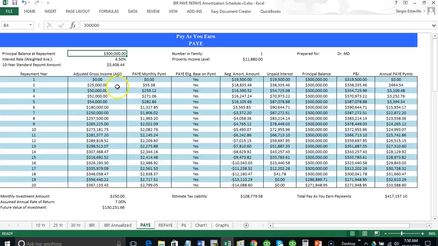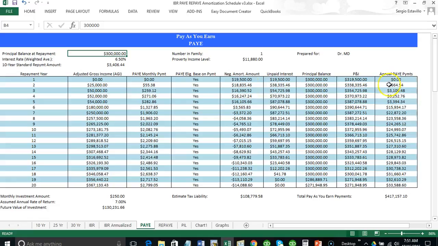So for the second year, let's assume that you had an adjusted gross income of $25,000, and this is based on that first half year of residency, from the period of July through December. So you had an AGI of $25,000. As a result of that, your payments for that second cycle of pay would be $55.38. So your negative amortization for that second year of pay is about $18,800. So over the course of 2 years, you've underpaid the interest by $38,000.